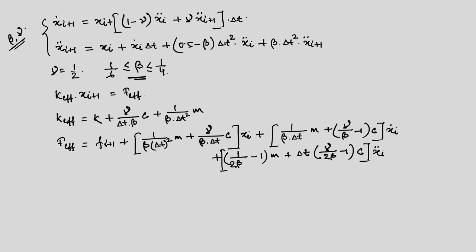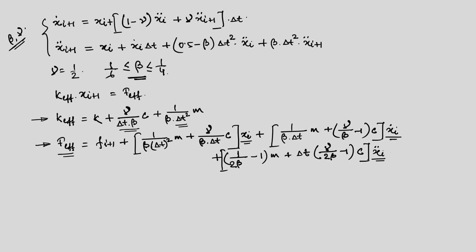But if you look at this expression, when you evaluate f effective, on the right hand side you know all the quantities. We start our solution, that means we know x i and x i dot, and using these two pieces of information, if we satisfy the equilibrium equation, we can get x i double dot. So at the starting point, we know all these quantities, and we can easily evaluate f effective. Similarly, for the expression for k effective, we know everything on the right hand side. We know m, c, k. The moment we start the iteration, we set beta and gamma and we know delta t. So we can calculate k effective and f effective.